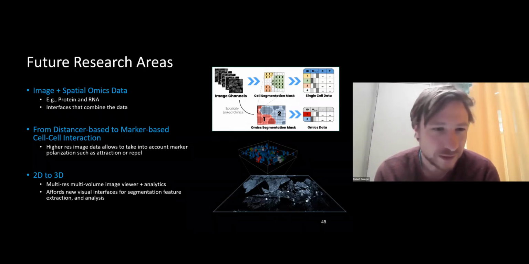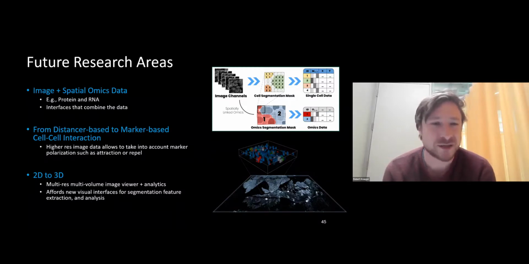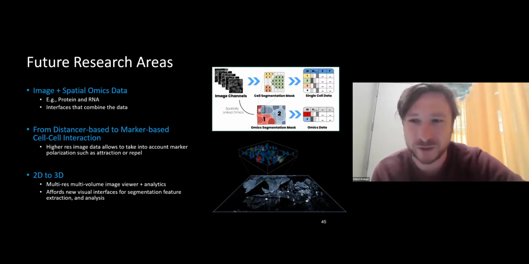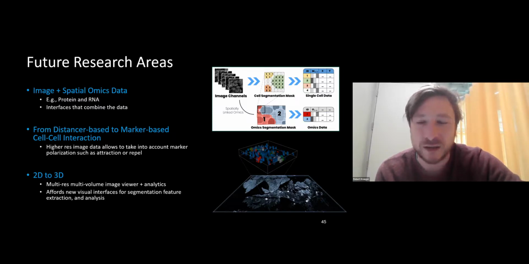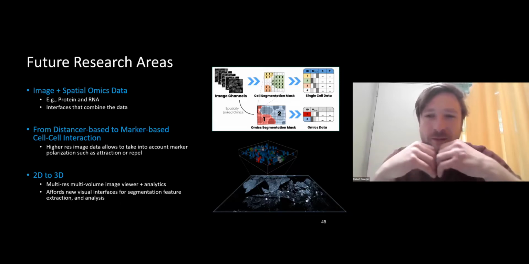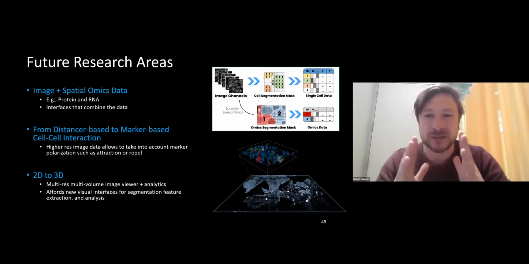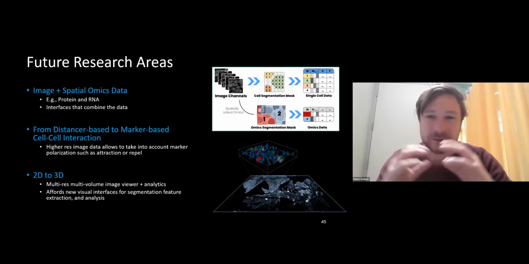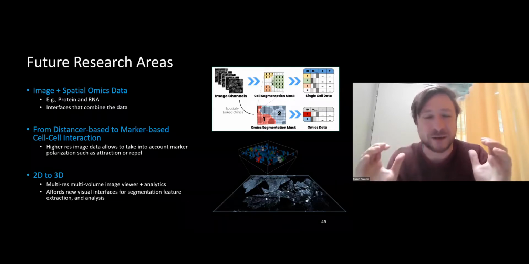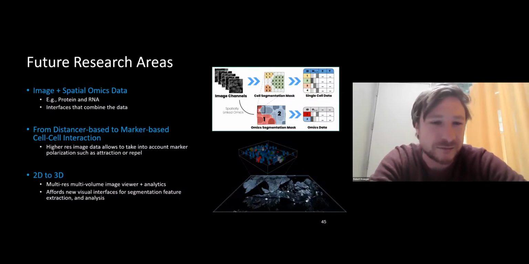Then secondly, looking at these interactions, so far we do that distance-based, right? We assume that when things are close, it's more likely that an interaction happens. But I think it could be interesting in the future to look really at the marker distribution. When we also have higher resolution, we can look at the marker distribution and see if markers polarize somehow, either like two cells that are close to each other where the marker goes in the direction where they interact, or the marker shows that they repel each other. And we can look at that and define interaction more on the marker distribution.